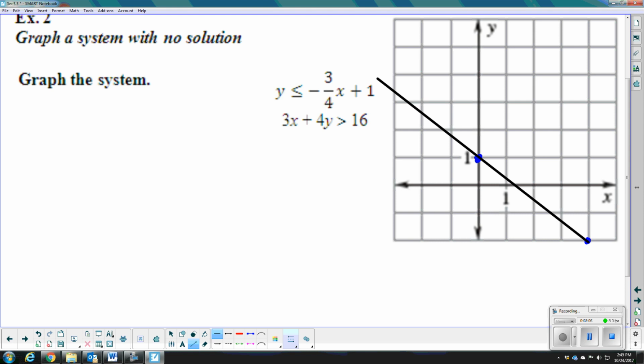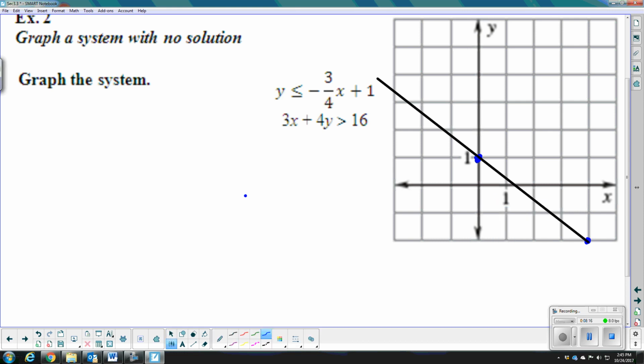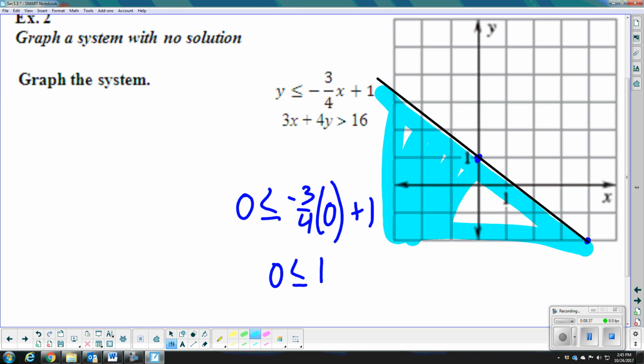Okay, and then y is less than or equal to -3/4 x plus 1. I can choose 0, 0 because it is not on my line. So I'm going to do that. Is 0 less than or equal to -3/4 times 0 plus 1? So is 0 less than or equal to 1? Yes, it is. So I use my highlighter, blue here. All right, so here's my first solution for my first inequality.